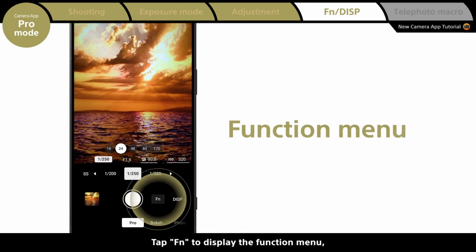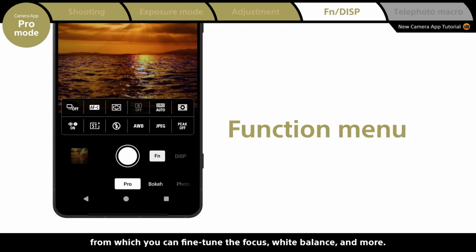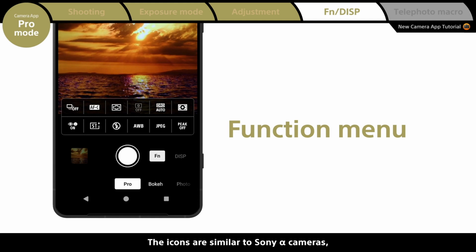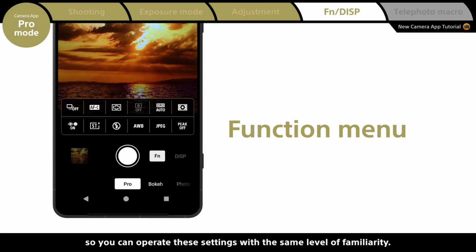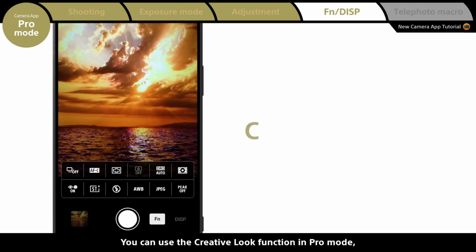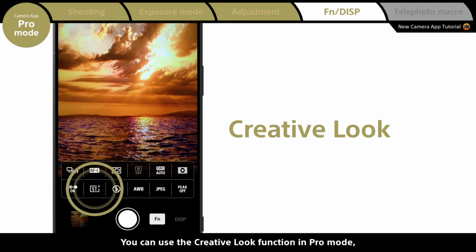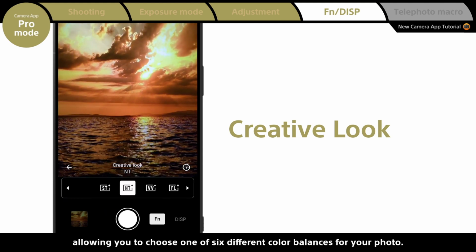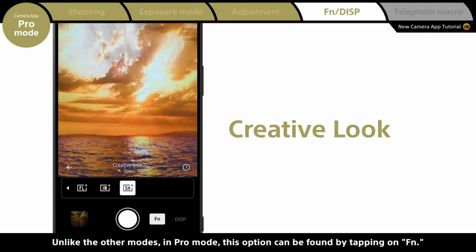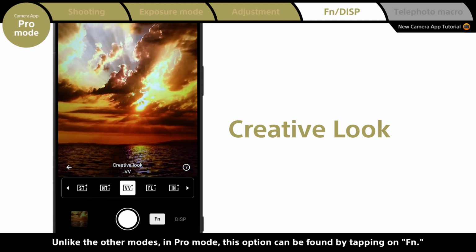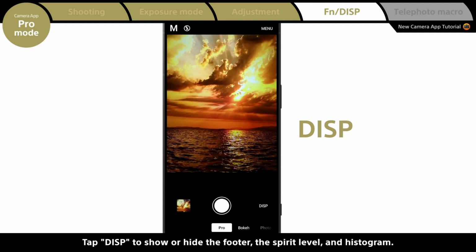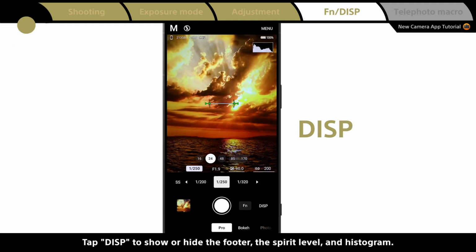Tap Function to display the function menu, from which you can fine-tune the focus, white balance, and more. The icons are similar to Sony Alpha cameras, so you can operate these settings with the same level of familiarity. You can use the Creative Look function in Pro mode, allowing you to choose one of 6 different color balances for your photo. Unlike the other modes, in Pro mode, this option can be found by tapping on Function. Tap Display to show or hide the footer, spirit level, and histogram.